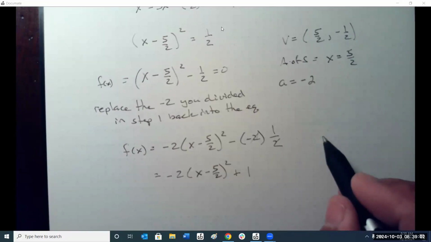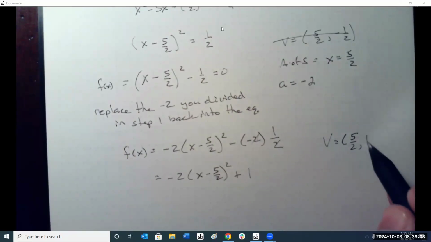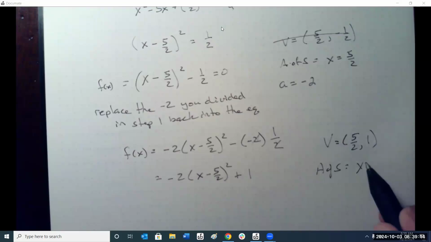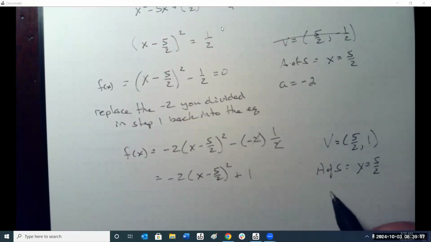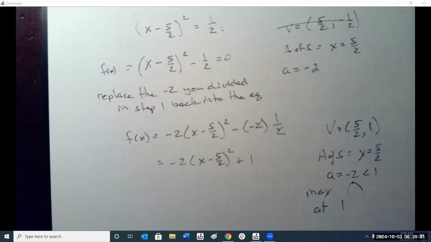Yeah, so our vertex is 5 over 2, 1. The axis of symmetry is the same. And our a equals -2, which is less than 0, so it opens down. So we have a max at 1, since that's our y value. Okay. So that's using the vertex form.